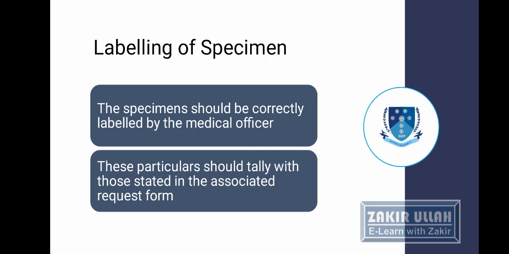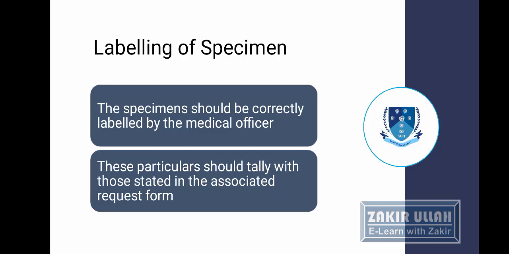Labeling of the specimen. Labeling of the specimen is also very important for the histopathology specimen or all the specimens which are sent to the lab. The specimen should be correctly labeled by the medical officer, including the name of the patient, the ward, the hospital, and the specimen type, along with the date and time of obtaining the specimen. Because if we mention all these things, then when a pathologist is reporting such a biopsy specimen, he should also mention such things.